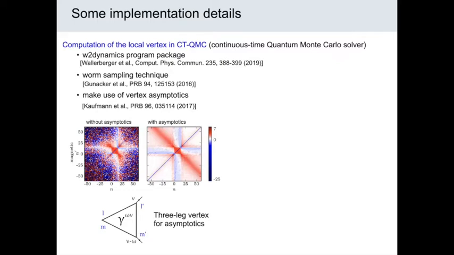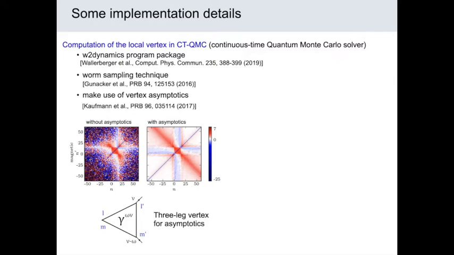The first thing I wanted to talk about is the computation of this local vertex function, which is done in continuous time quantum Monte Carlo in the hybridization expansion. So what I use is this V2Dynamics program package. It's openly available also. It's basically a DMFT solver, which is developed in Vienna and in Würzburg, and it's specialized on the computation of two-particle Green's functions also, right? So there have been several advanced developments in this direction.